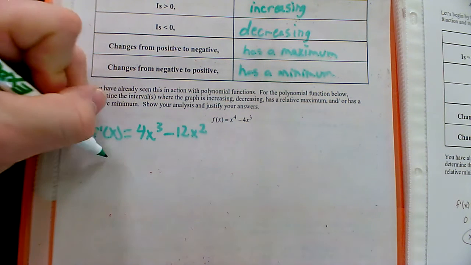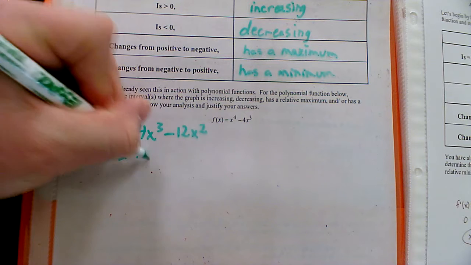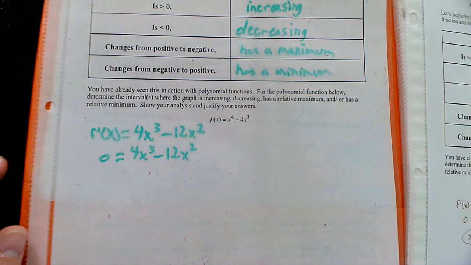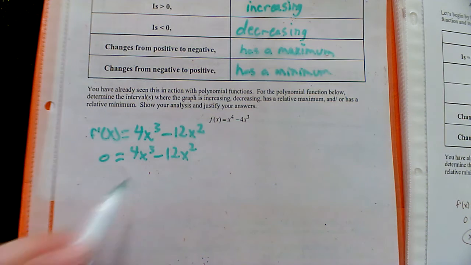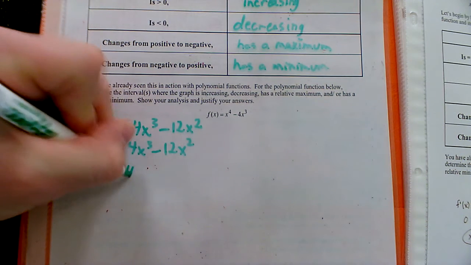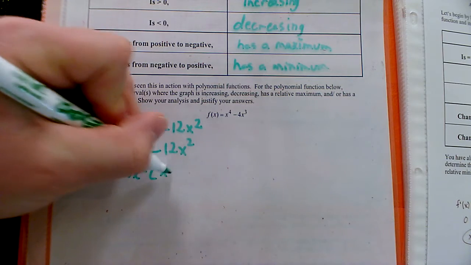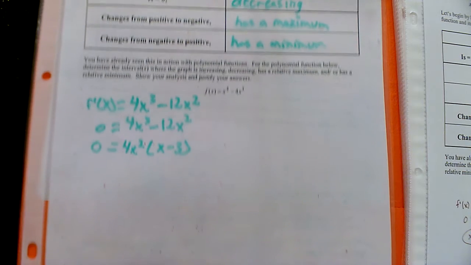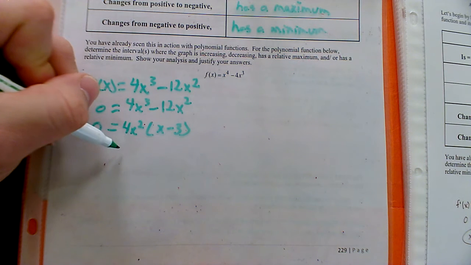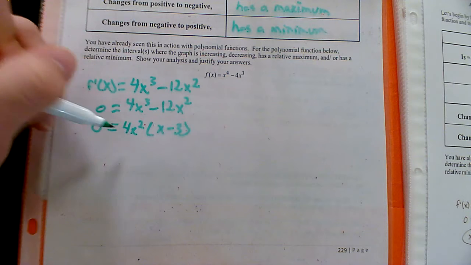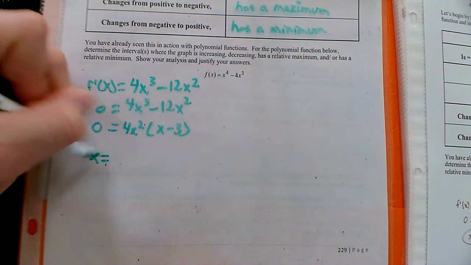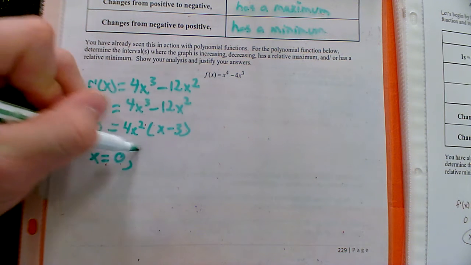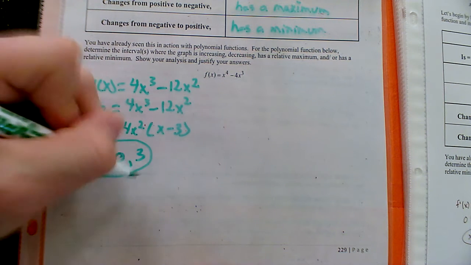To find your critical points, set that equal to 0. And we need to solve that. We can factor out 4x squared, which is x minus 3. And then we can have 4x squared equal to 0. So if we solve that, x would be equal to what? 0. X minus 3, if that's equal to 0, x would be 3. So those are our two critical points.